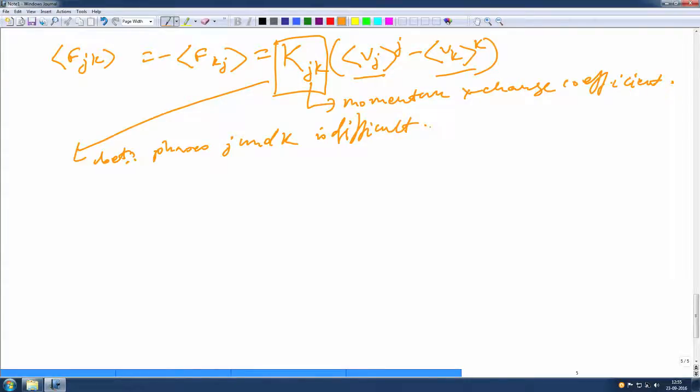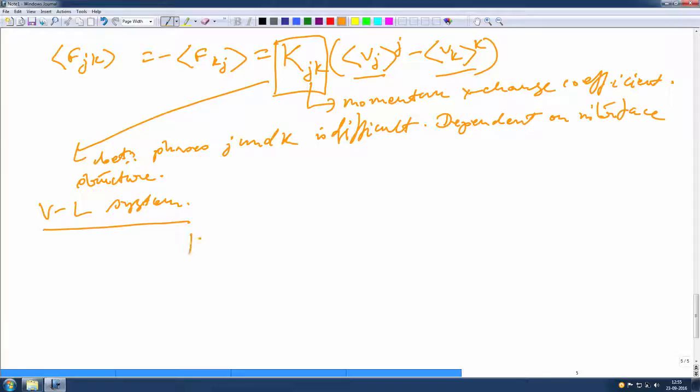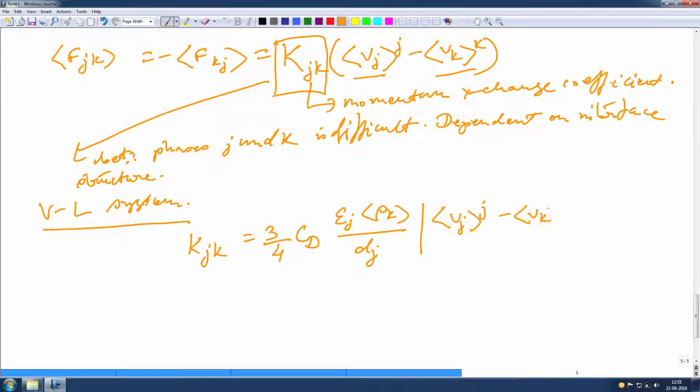It depends on the structure of the interface also, so it is highly dependent on interface structure. That is a very crucial thing. So how do you actually determine it? If we, for example, have a vapor and a liquid system, like vapor bubbles or liquid droplets, whatever it is, the K_jk is given by 3/4 C_D alpha_j rho_k over d_j times the velocity difference V_jj minus V_kk.